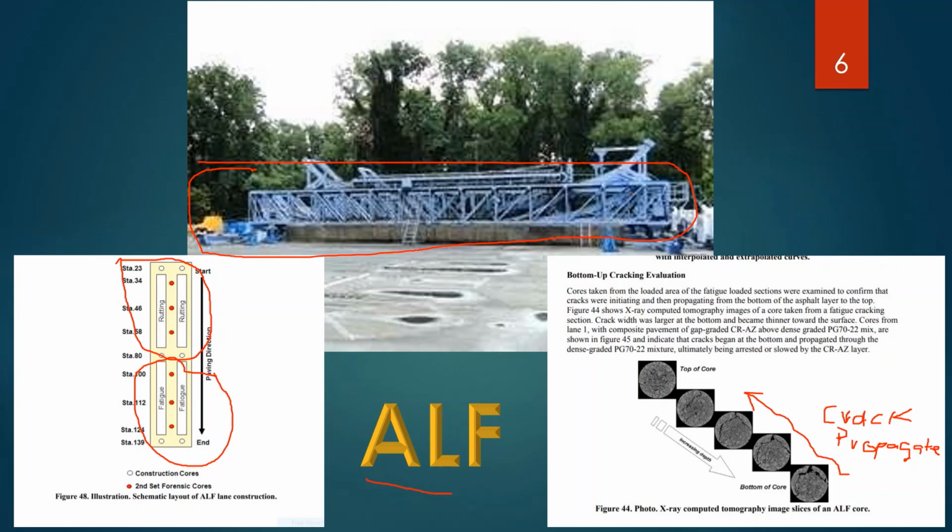To the astonishment, we were thinking all the time that the crack starts at the top and propagates to the bottom. But when we took some cores with a lot of pavement thicknesses in here, they put them under the microscope and the X-ray, and what they found out is that the crack actually starts at the bottom and propagates to the top.